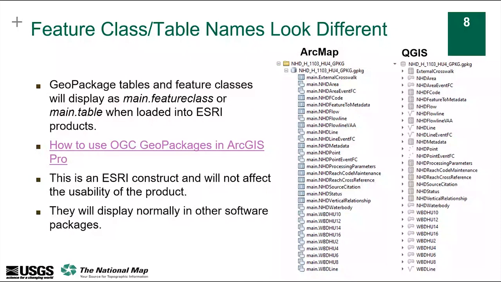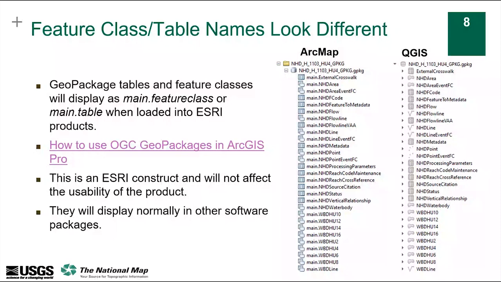GeoPackage feature classes and tables will have the word main appended onto them when loaded into ArcMap and ArcPro. This is an Esri construct and cannot be removed. It will not affect the product in any way. It is simply a naming convention used by Esri for GeoPackage products. Linked here is an Esri document on how to use OGC GeoPackages in ArcGIS Pro.